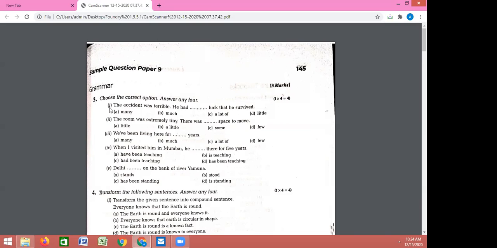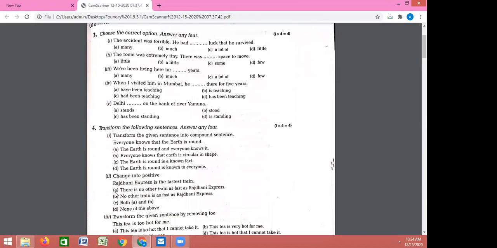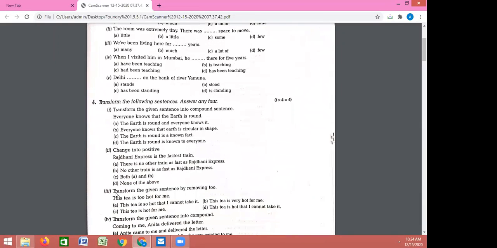You can just look at the series 1, 2, 4, 5. I think you are able to understand up to this particular point. Next question, just look at transform the following sentences. Answer any 4. Again, you will have to look at the grammatical portion in a very sincere way. So everyone knows that the earth is round.